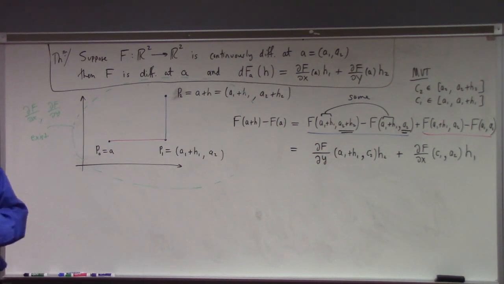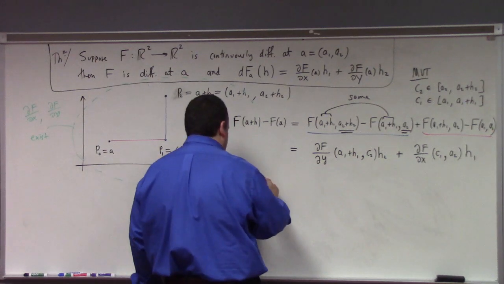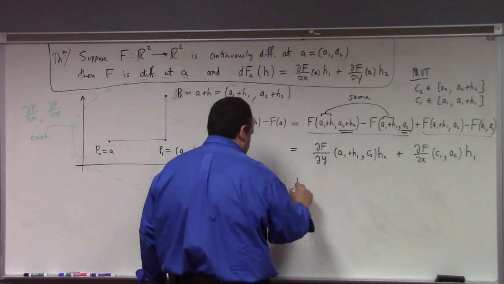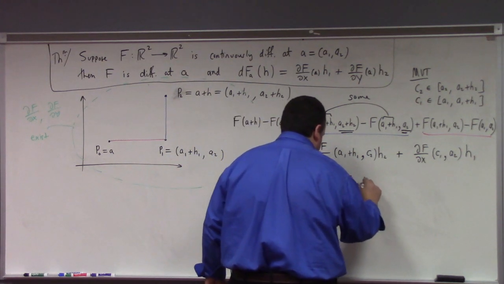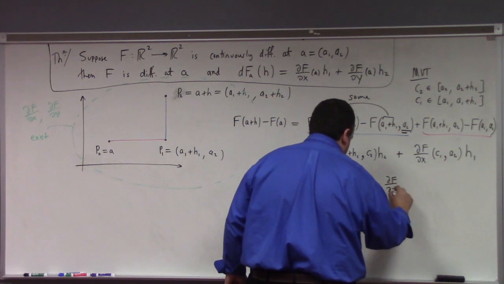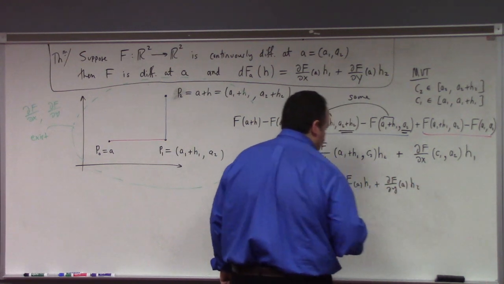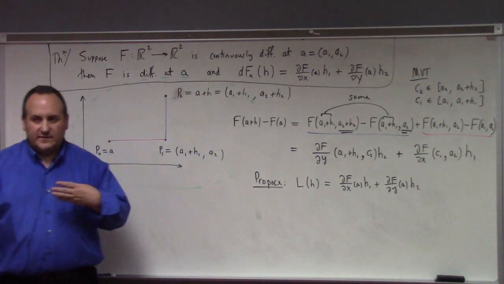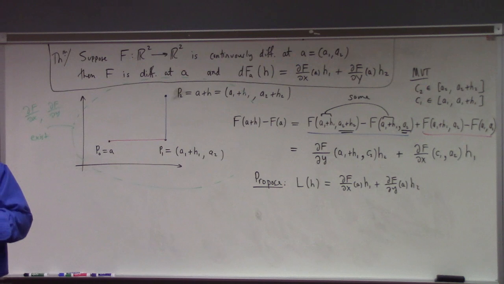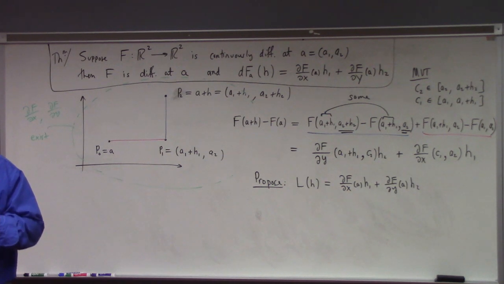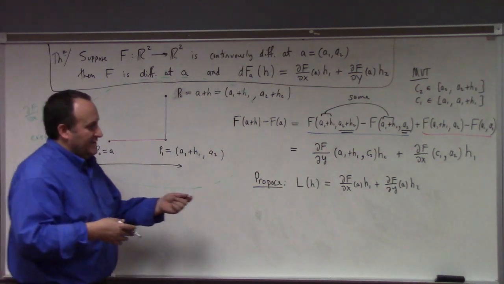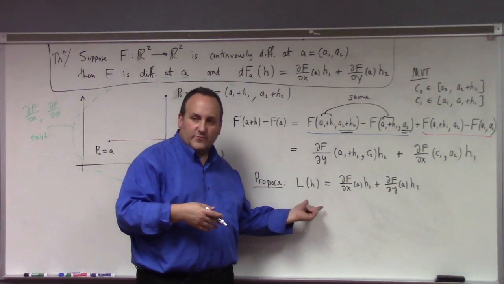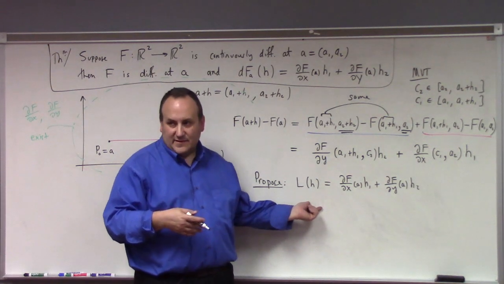How should we define our differential? We've got to propose an L sub h. I propose the L sub h be defined by partial f partial x at a times h1 plus partial f partial y at a times h2. Now, technically speaking, I should prove that that's a linear transformation, but that's a simple homework exercise that I have not assigned you, and I'm not going to, so relax. But this is a linear transformation, and I can prove to you that this satisfies the necessary Fréchet quotient.